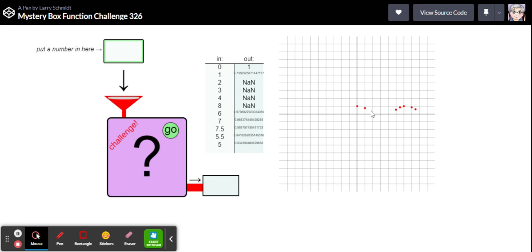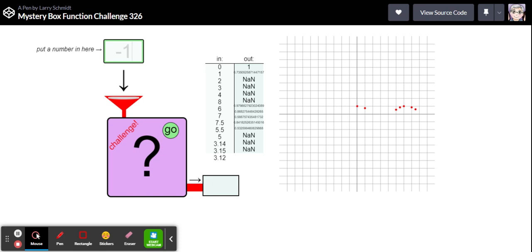So, I see a curve here and then another curve here. It goes down and then it goes back up again. So that makes me think trig. Let's put in some trig values. What about 3.14? That's not defined. How about 3.15? How about 3.12? Okay, so it's not defined anywhere around there.